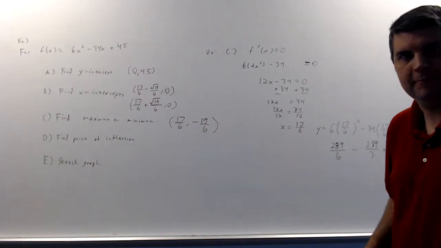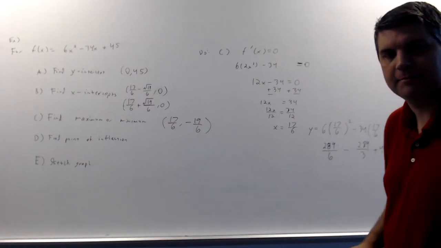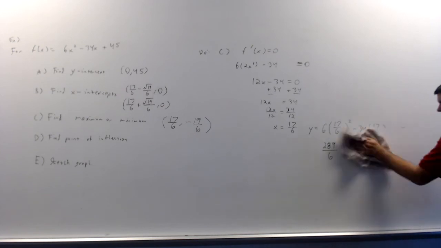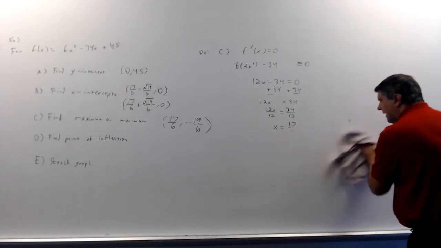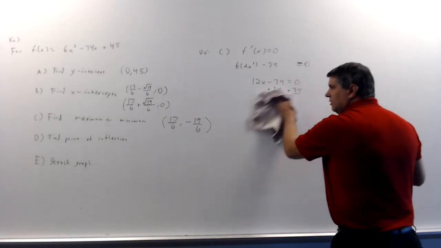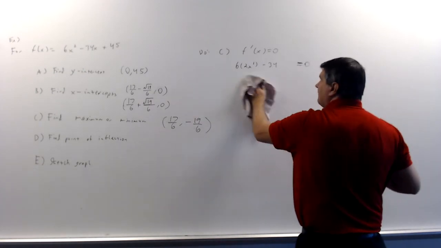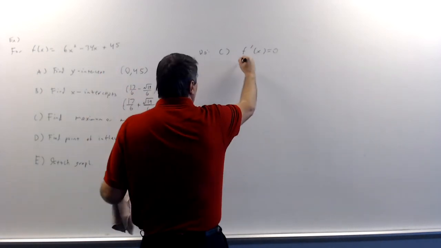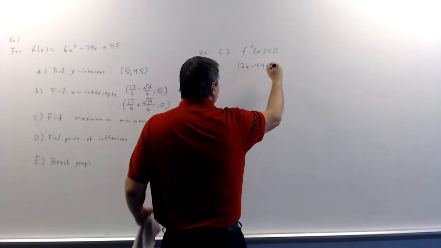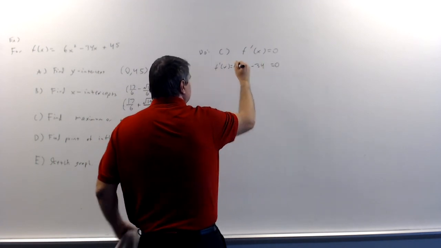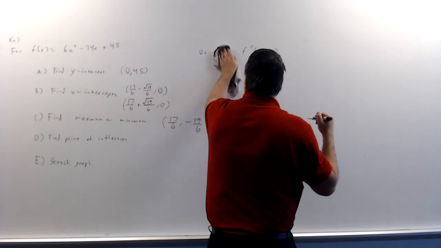Okay. Now sketch the graph. To sketch the graph, I'm going to need these to be something I can use to graph. Actually, I am not ready to graph yet. We determined the first derivative was 12x minus 34. So f prime of x is. Actually, I think I'm just going to do this again.